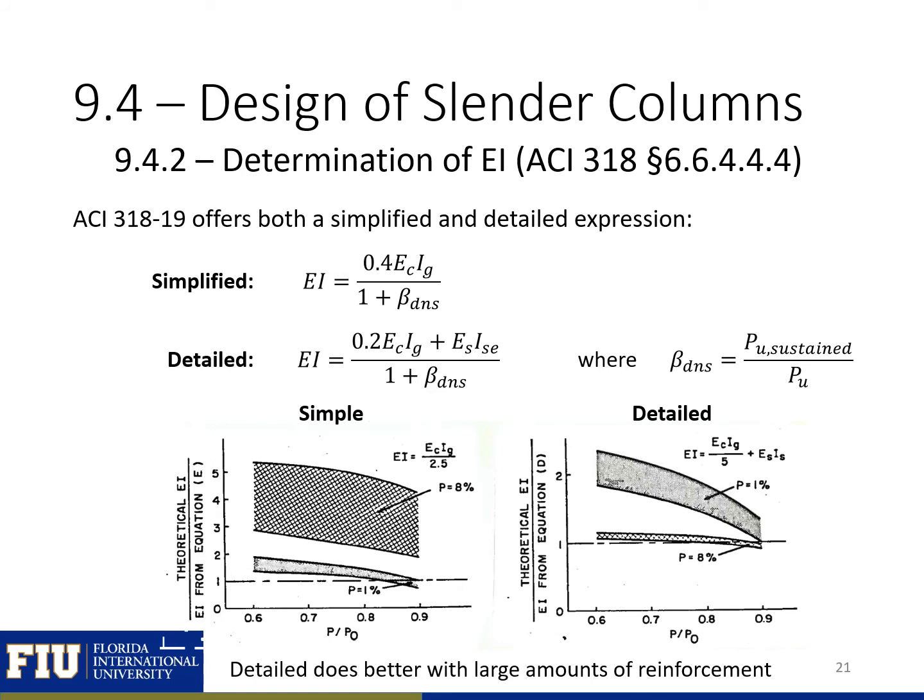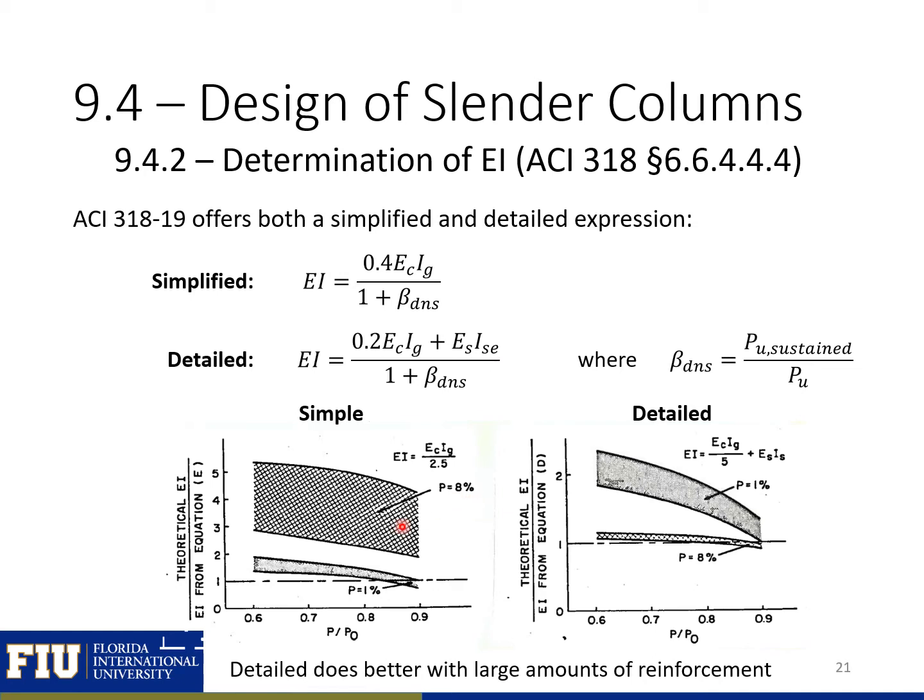ACI offers both a simplified and detailed procedure or equation for finding our EI. Our simplified expression just considers the stiffness provided from our concrete. So you can see that our simplified is just 0.4 times EC times I gross divided by 1 plus beta DNS. We'll talk about beta DNS in a second. Our detailed expression considers also the stiffness provided by our steel, so it includes this ES times ISE term.